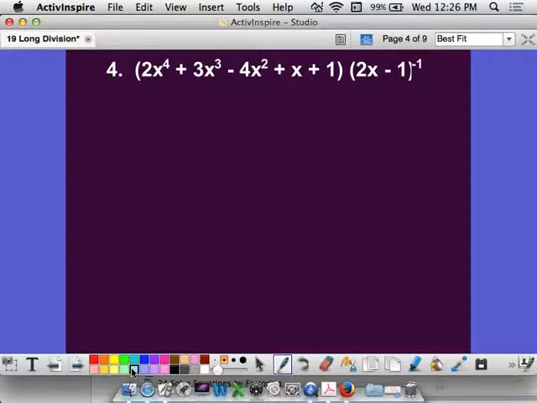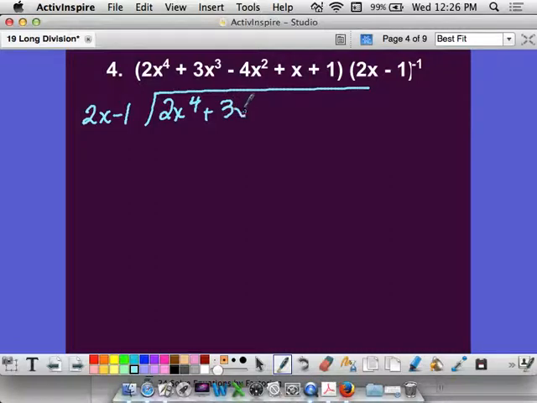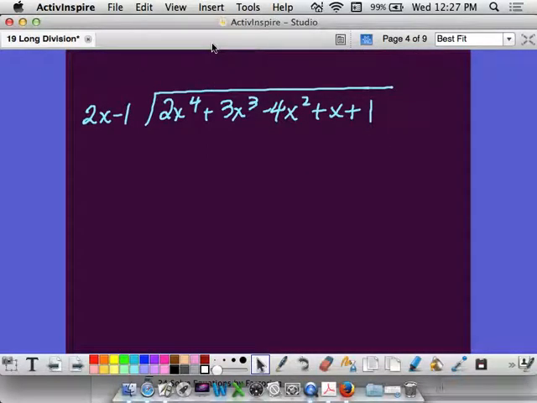I'm going to set this up. So I have 2x minus 1 divided into 2x to the 4th plus 3x cubed minus 4x squared plus x plus 1. And once you rewrite it, especially when they're longer, you need to go back and double check and make sure you have everything and you've copied correctly. So 2x will go into 2x to the 4th. 2 will go into 2, 1. I have 1x. I need 3 more to make that x to the 4th. So that's x cubed. X cubed times 2x is 2x to the 4th.